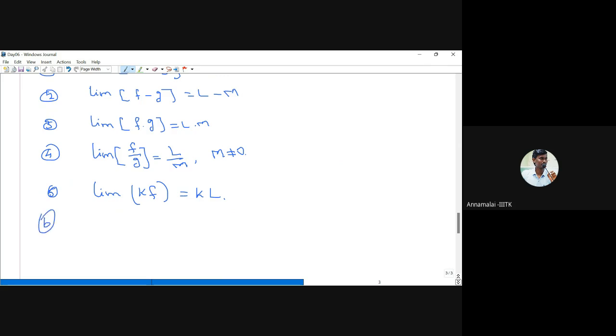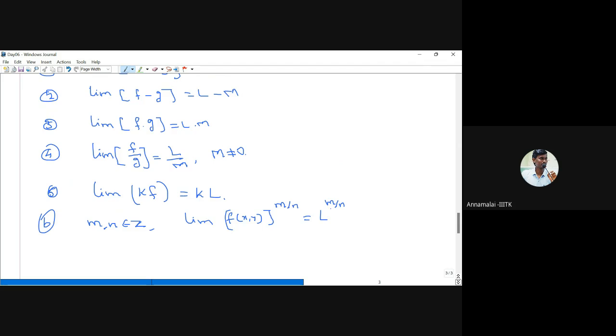And the sixth one is, these are all theorems. Suppose you have two integers, m and n, then what is the limit of [f(x, y)] to the power m by n, provided m is non-zero? So m by n is nothing but L to the power m by n, provided this L to the power m by n is a real number.